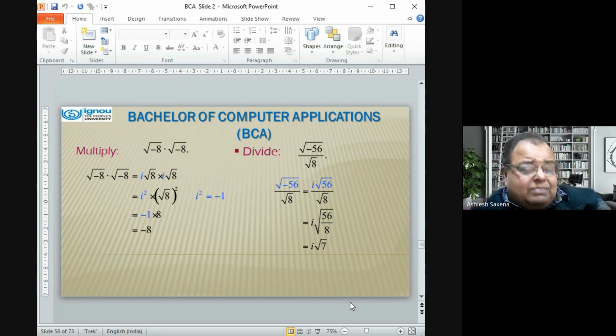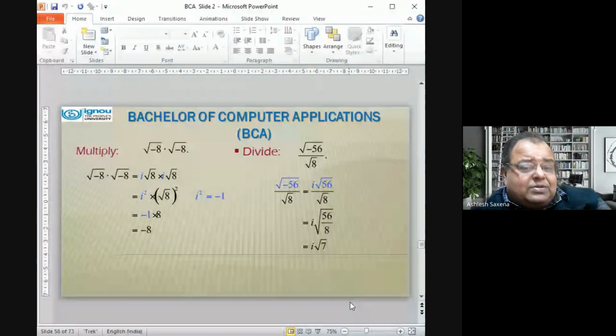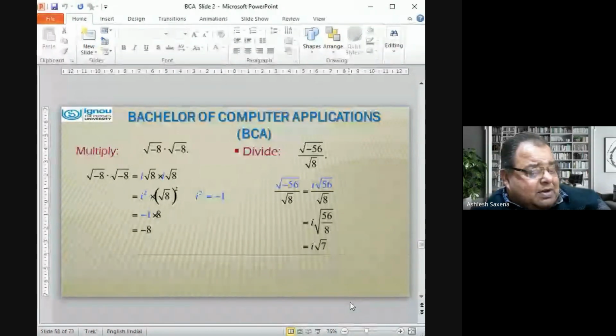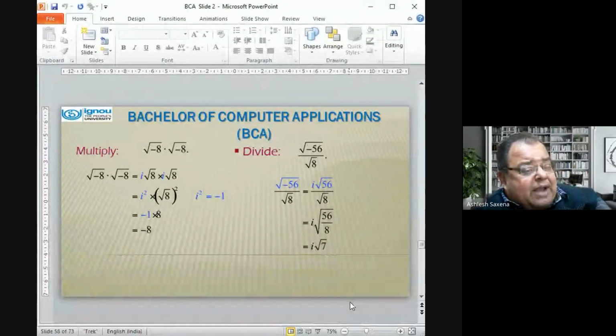But the madam says, when we multiply two negative numbers, we get a positive number. And if we get a positive number, so why can't we write minus under root 8 into minus under root 8 as under root 64?